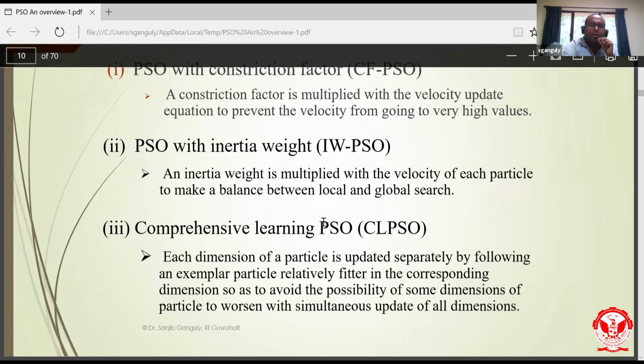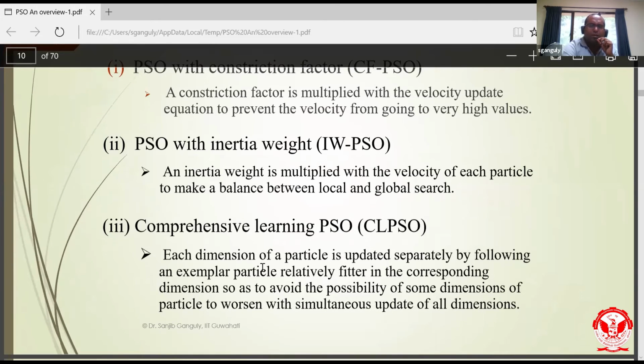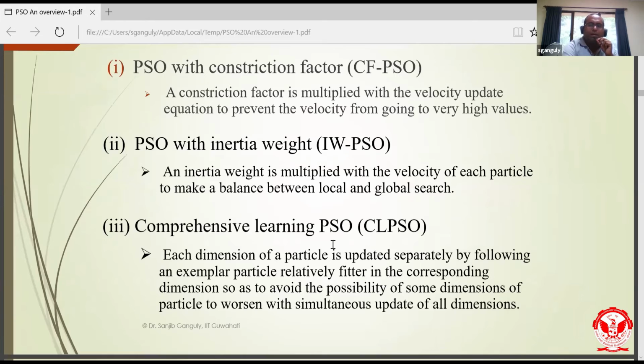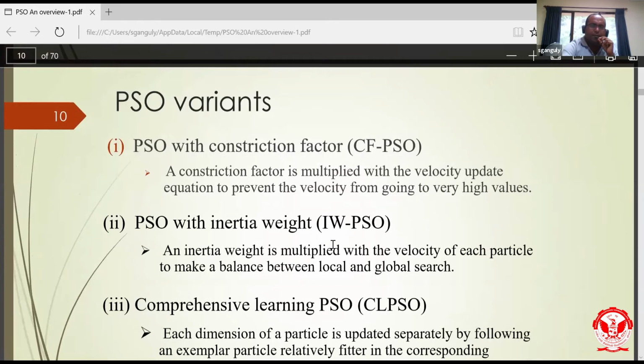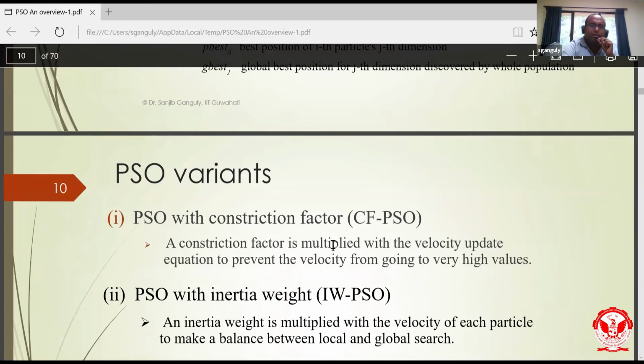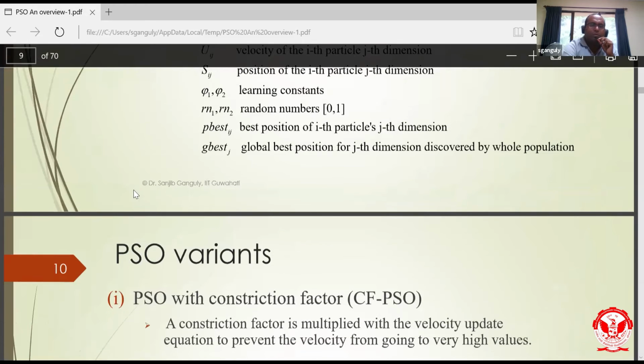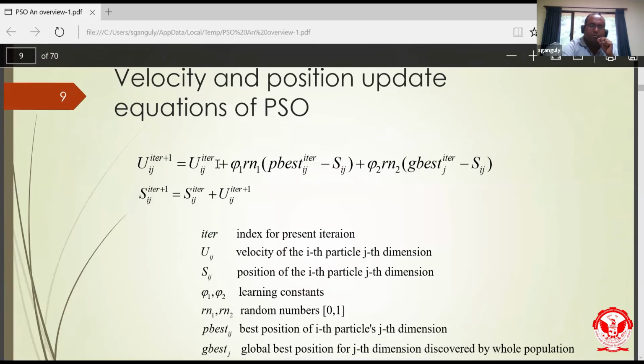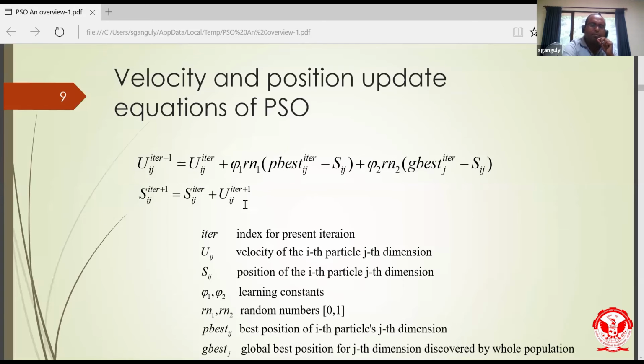Similarly, there is comprehensive learning PSO, which uses dimension by dimension updating, and they show that the performance is better than the ordinary or basic PSO. So what I showed on the previous slide is the velocity and position update for basic PSO. With this, there are some improvements: some factors are added, some are multiplied, and different improvements have been proposed by different authors in different papers.